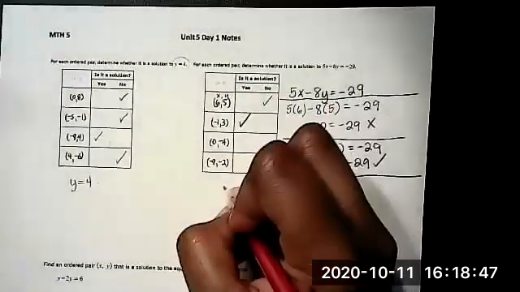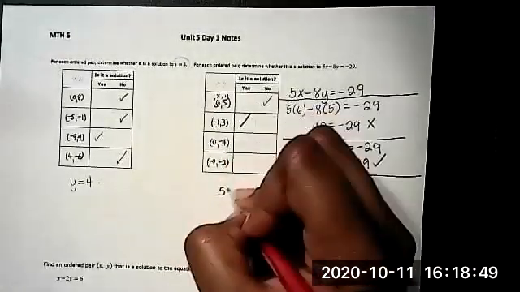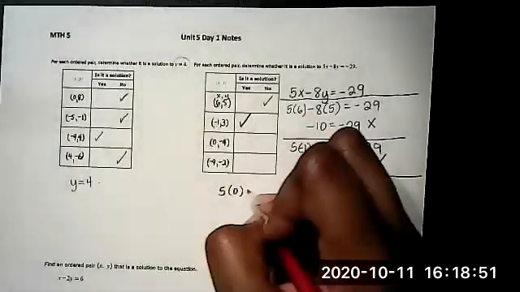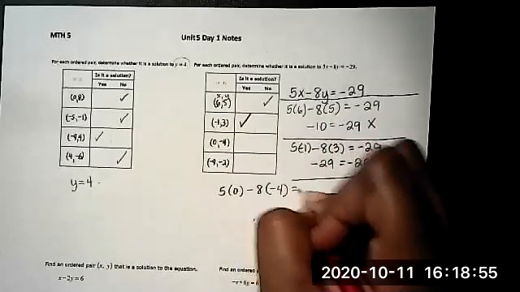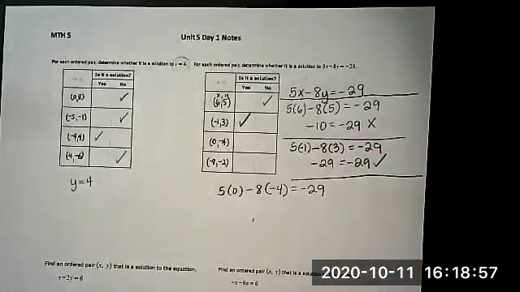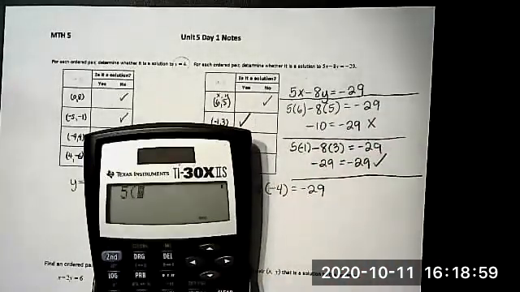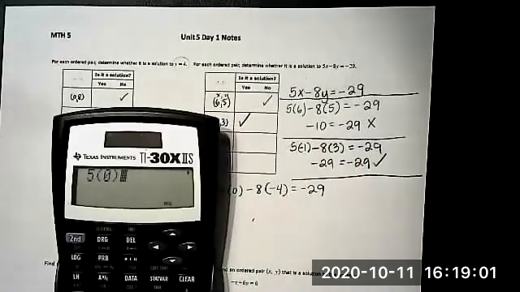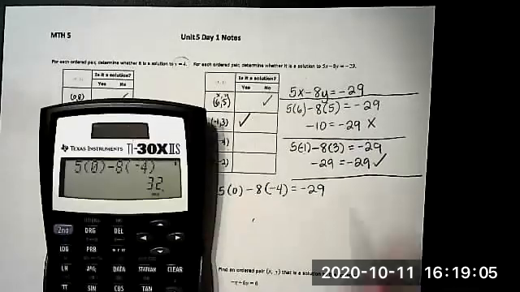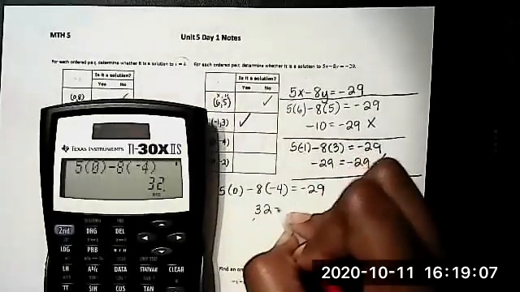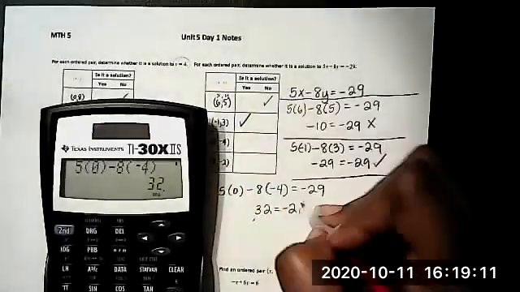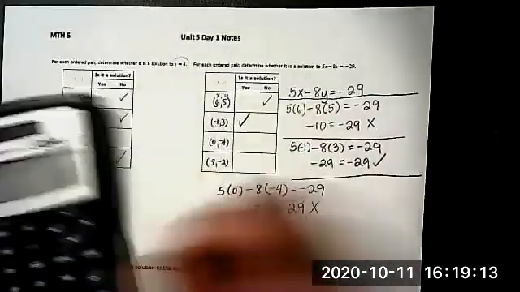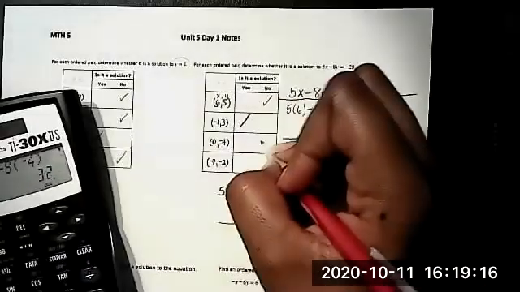Okay? Now let's use 0 for x. 5 times 0 minus 8 times y, which is negative 4, equals negative 29. Put that in my calculator: 5 times 0 minus 8 times negative 4, and that equals 32. Does 32 equal negative 29? No. So since it does not, it is not a solution. So for this one, it's no.